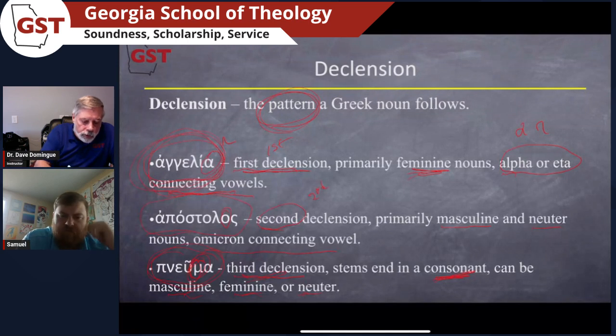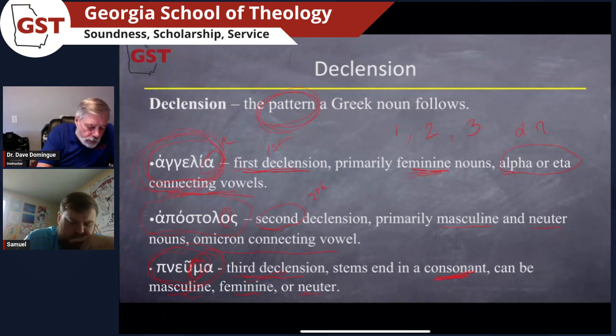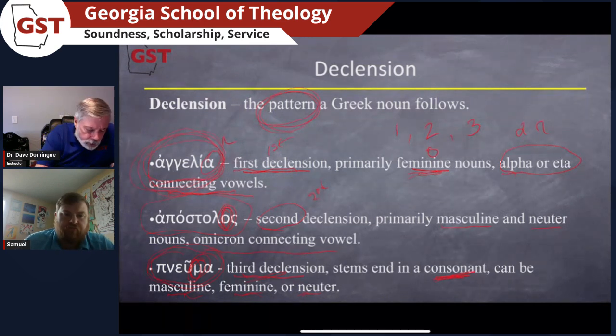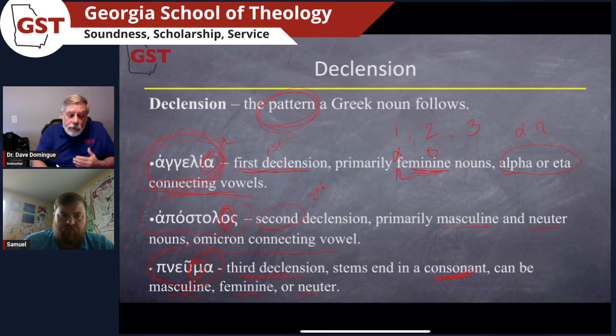So when we say declension, we're talking either first declension, second declension, or third declension. Those are nothing more than patterns. When the stem ends in an omicron, it's second declension, and there's a certain pattern the case endings follow. You see the pattern, and it makes life easier. In first declension, we're going to see a stem ending with an alpha or eta, and there's a pattern those case endings follow. That's all we're saying.